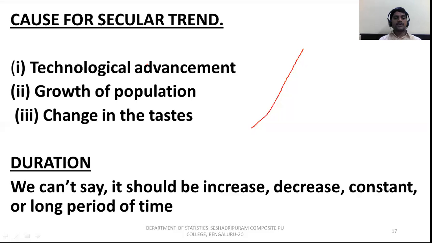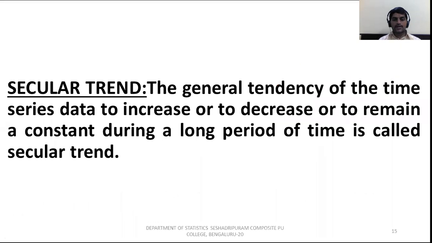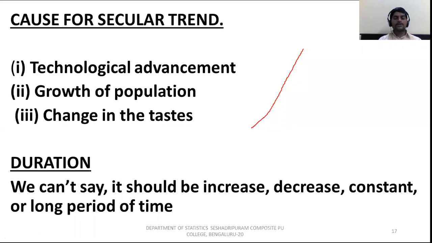After that, we are going to discuss the duration of secular trend. Definitely, guys, we can't state the duration, because it may increase, and we can't say for how many years it increases, how many years it decreases, or how many years it stays constant. We can't say the duration, it is infinite. So this is the way for you to remember the definition of secular trend, the examples, the causes, and the duration. It is very important, right?